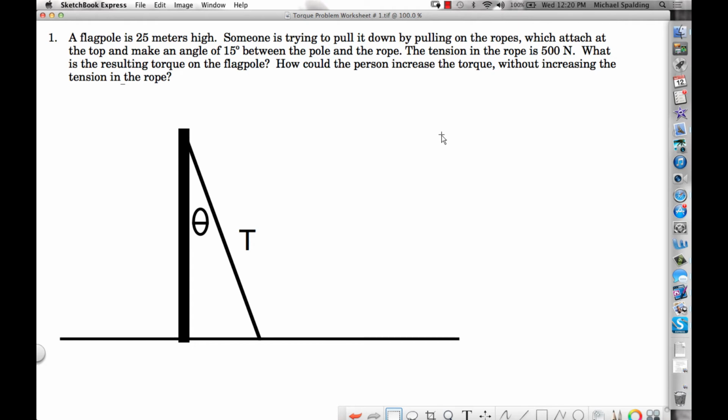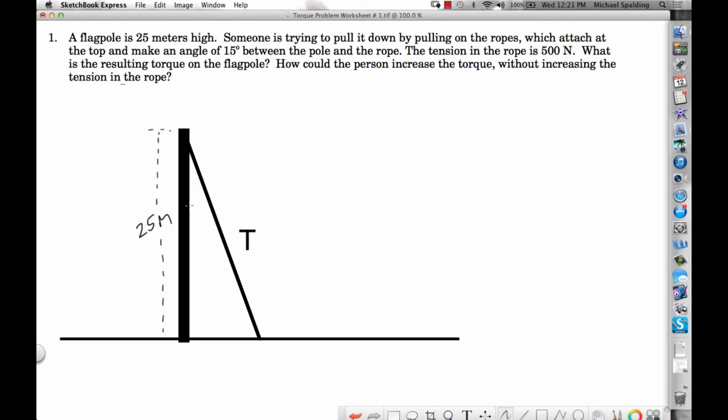So this is off the torque problem worksheet. Number 1, we have a flagpole that's 25 meters high, so let's label that. The height of this pole, we're told, is 25 meters. And this angle in here is 15 degrees. So I'm going to erase that theta. Let's just put in here what it is.